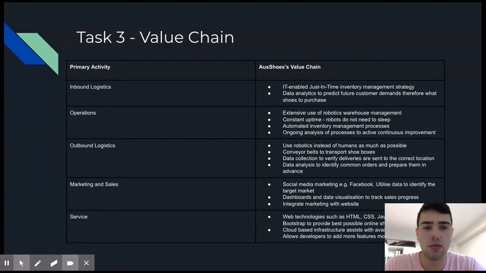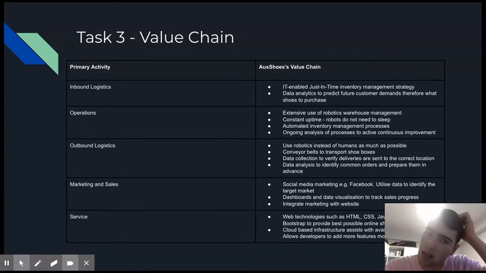Value chain. Primary activities first. Inbound logistics. IT-enabled just-in-time inventory strategy will be used, and data analytics can be used to predict future customer demands and therefore what shoes to purchase. Operations. We will make extensive use of robotics during our warehouse management. This means we have constant uptime as robots do not need to sleep, and we'll implement automated inventory management processes.